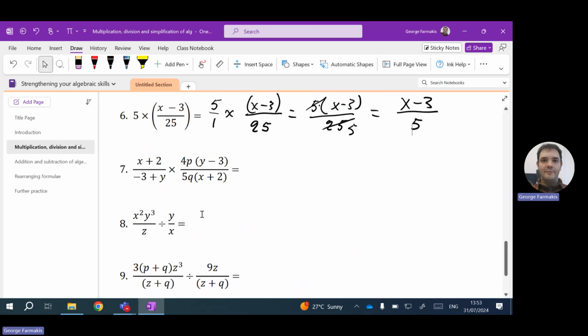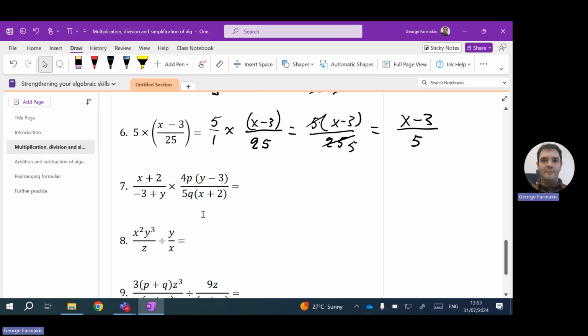Have some more examples here. So let's do 7. So 7 is again a multiplication of algebraic fractions. So let's multiply numerators with denominators. So we have x plus 2 times 4p y minus 3. Nice. Over minus 3 plus y times 5q x plus 2.